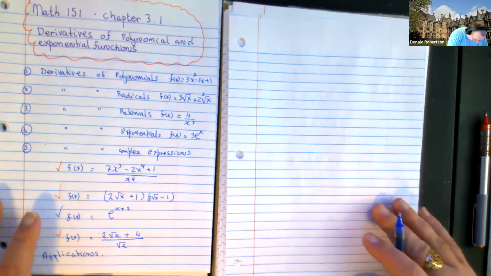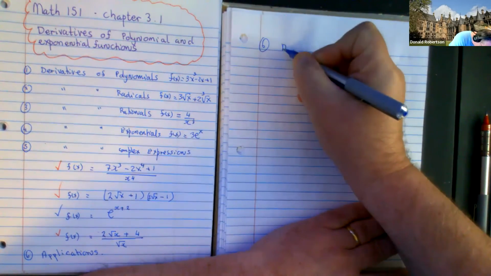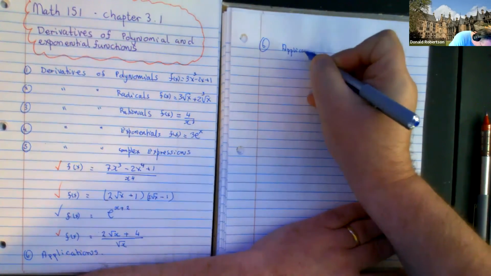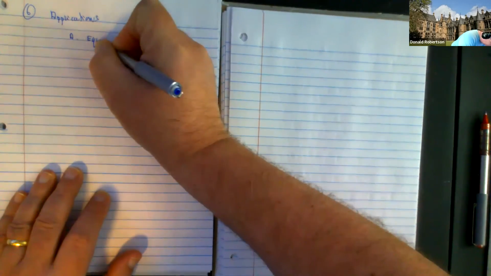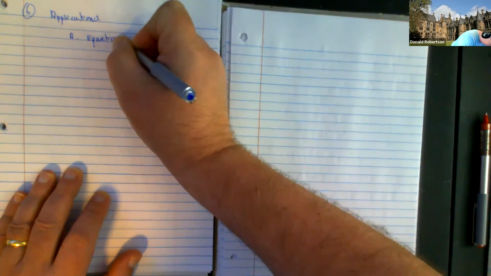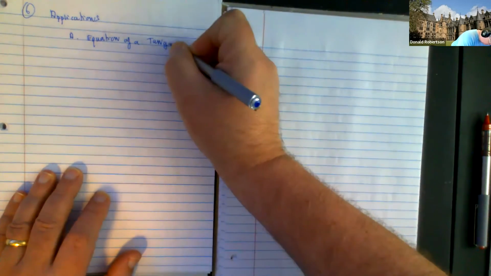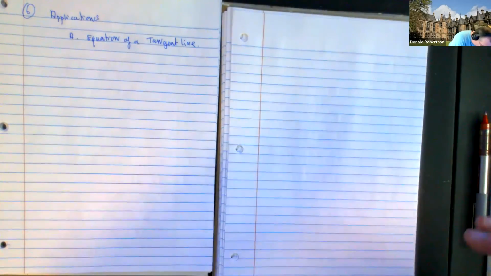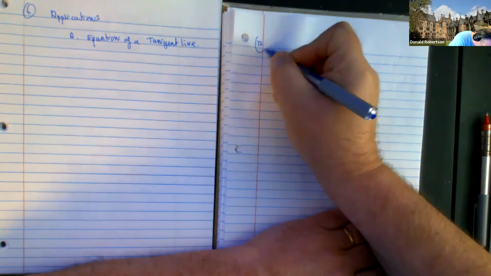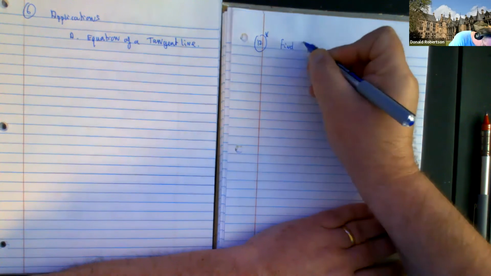So let me tell you what's going to be in applications, because there's a lot of things. The first thing we're going to do is have questions where they ask us to find the equation of a tangent line. An example of that could be question 12. So we're going to find the equation of a tangent line.